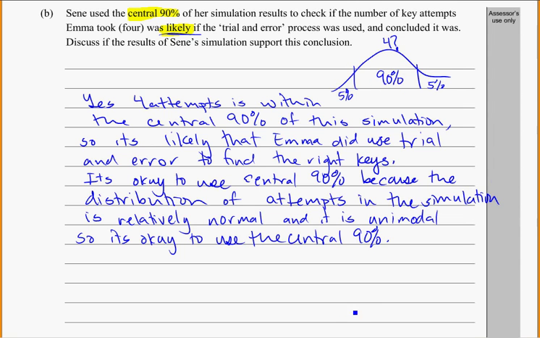As an example where this wouldn't work, if we had a distribution that looked maybe something like this, the central 90% doesn't include the areas where it actually happens with the greatest frequency. So here, when we've got that peak in the middle of the central 90%, it's okay to use the central 90% to justify where it would be more likely to occur.